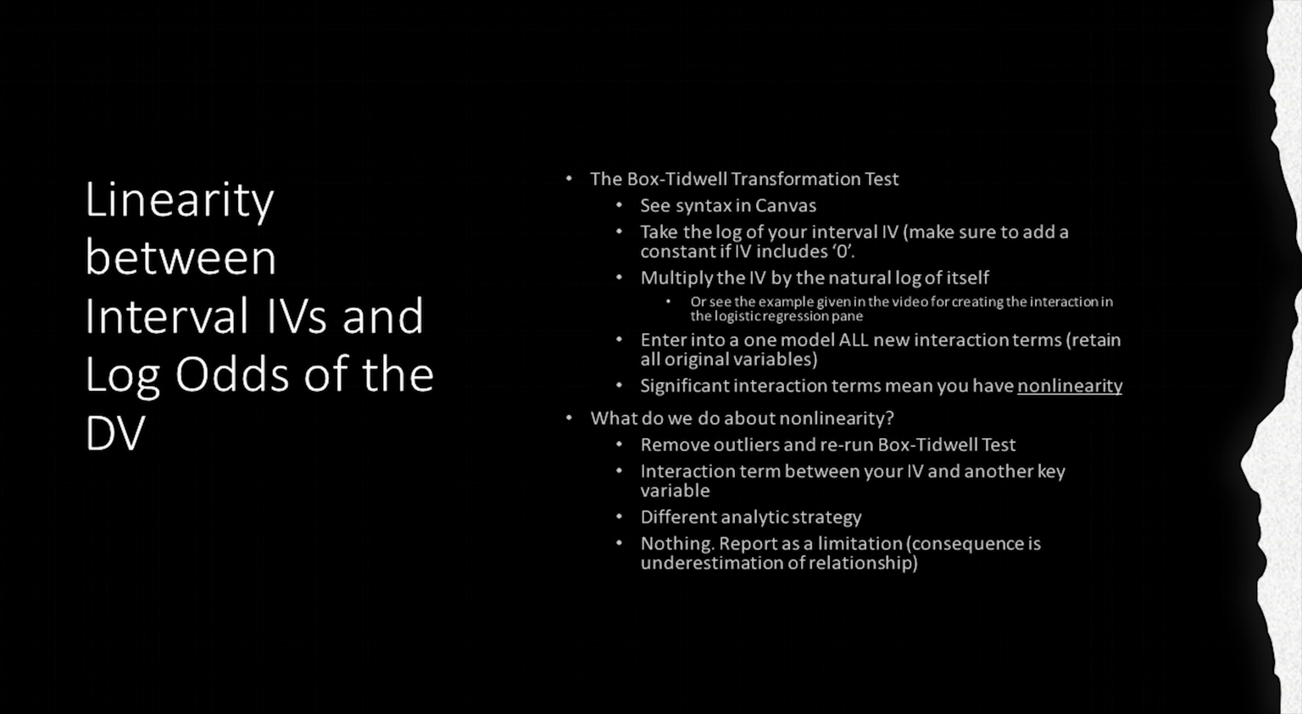So if we had non-linearity, so if we had a significant interaction term, we could try removing outliers and rerunning the Box-Tidwell test. We could create another interaction term, for example, between PCL total score and gang membership. We could try a different analytic strategy, which might not be feasible in this case. Or we could do nothing, simply report it as a limitation and note that the consequence would be an underestimation of the relationship.